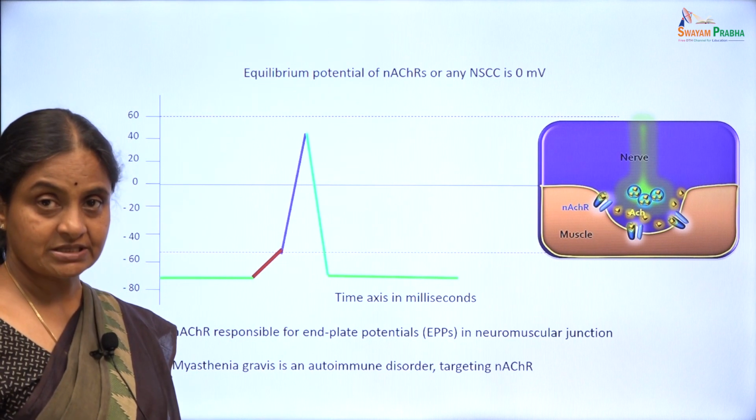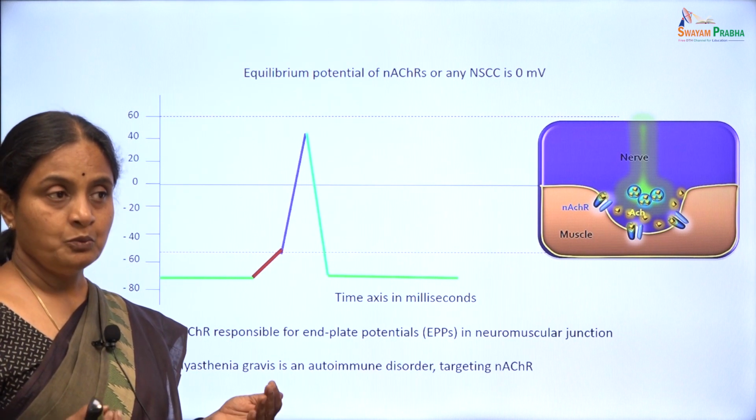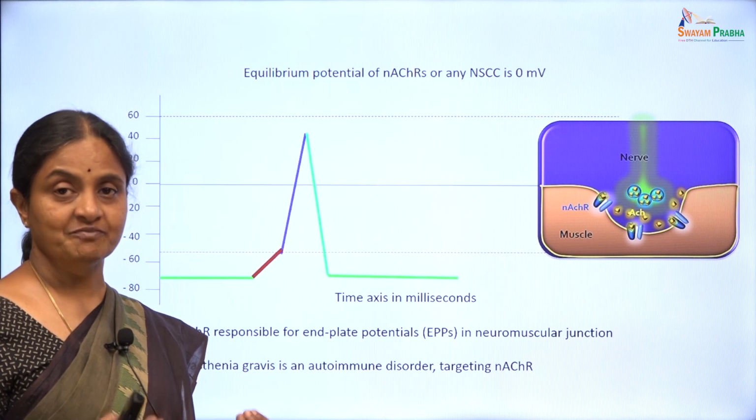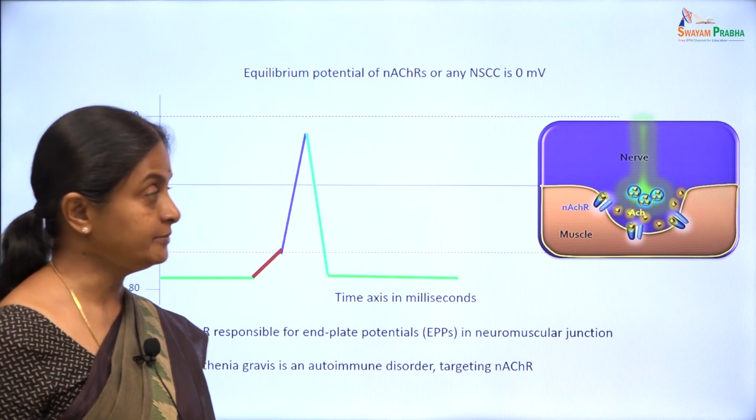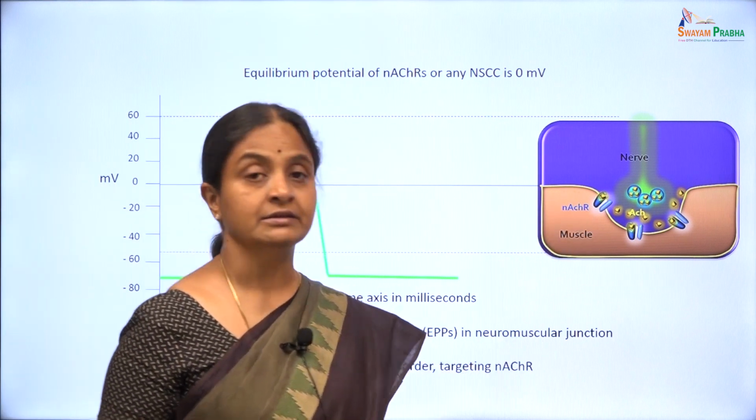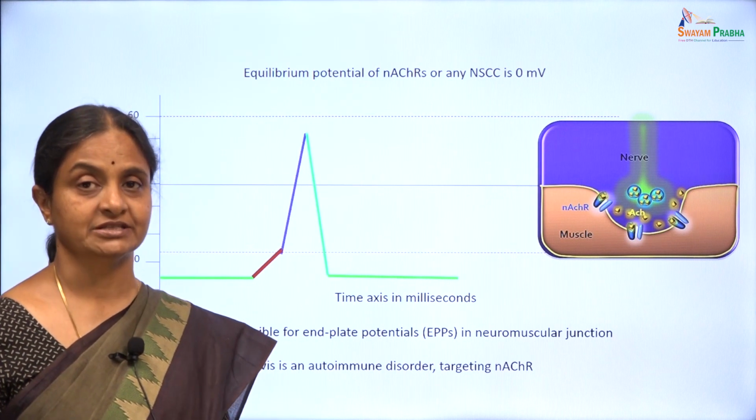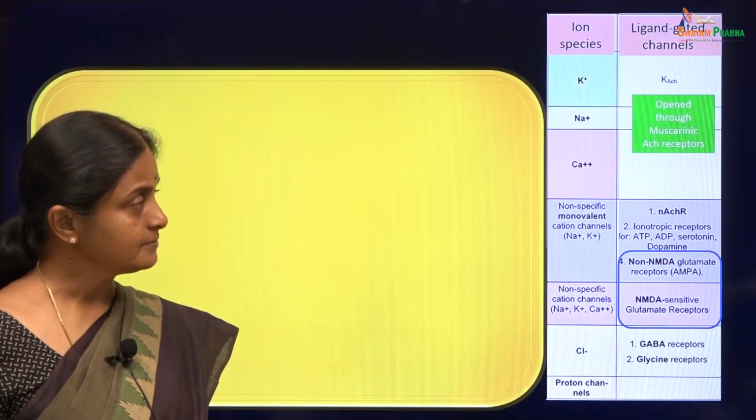Myasthenia gravis, which is a disorder causing weakness of muscles, is an autoimmune disorder specifically targeting the nicotinic acetylcholine receptors.